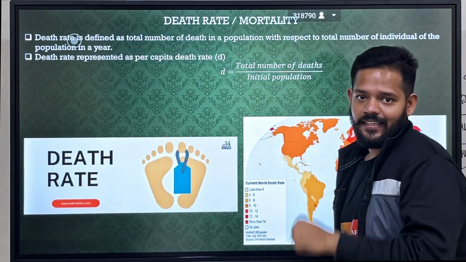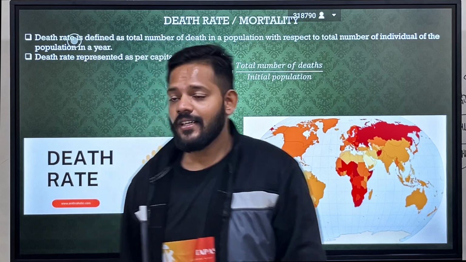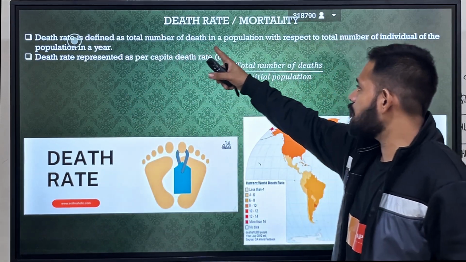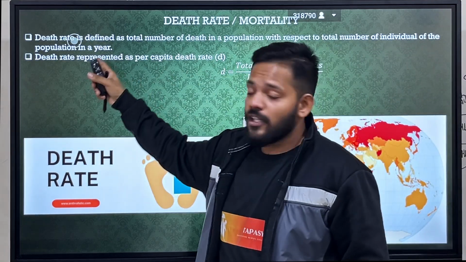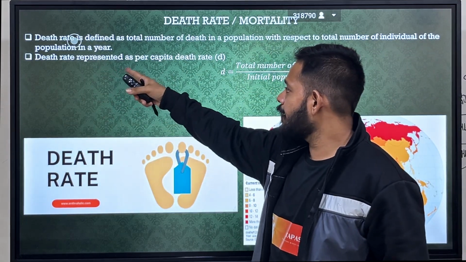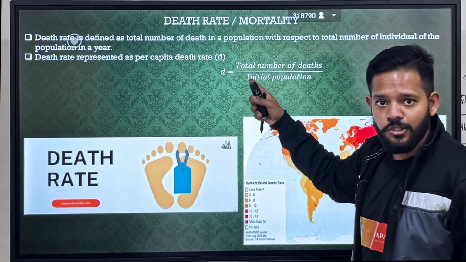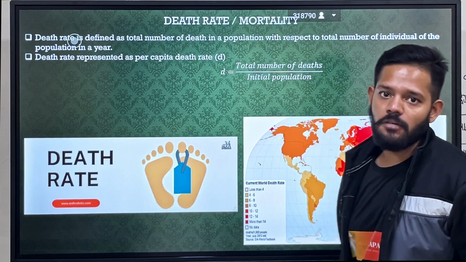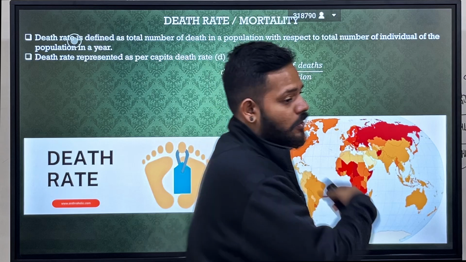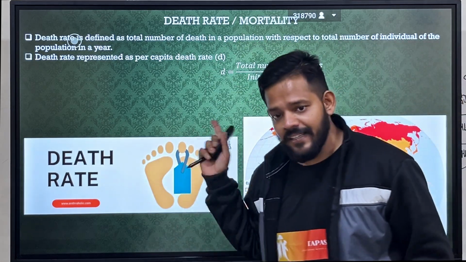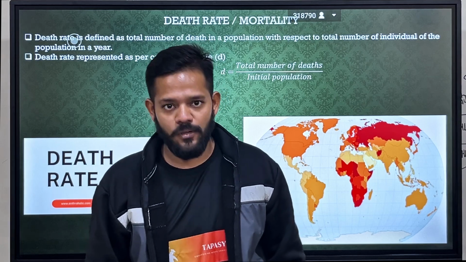Next thing is your death rate. Against birth rate it is death rate, or mortality. Death rate is defined as the total number of deaths in a population in respect to the total number of individuals of the population in a year. That rate is represented as per capita death rate D. So D equals total number of deaths upon initial population. Again, the same thing: in the birth rate, we divide the number of births by the total population; in the death rate, we divide the number of deaths by the total population.